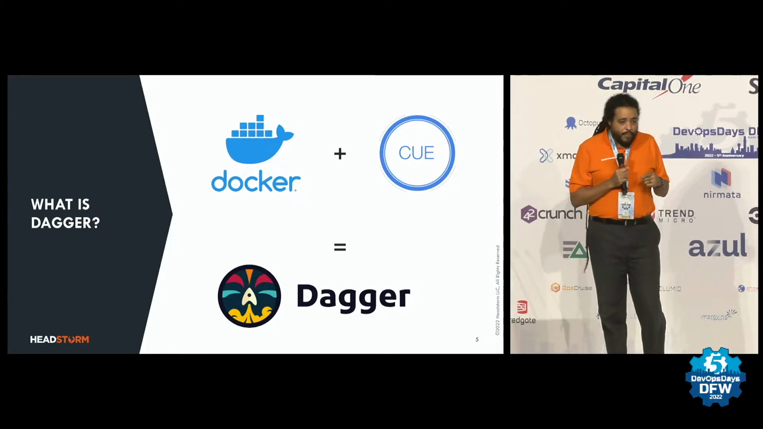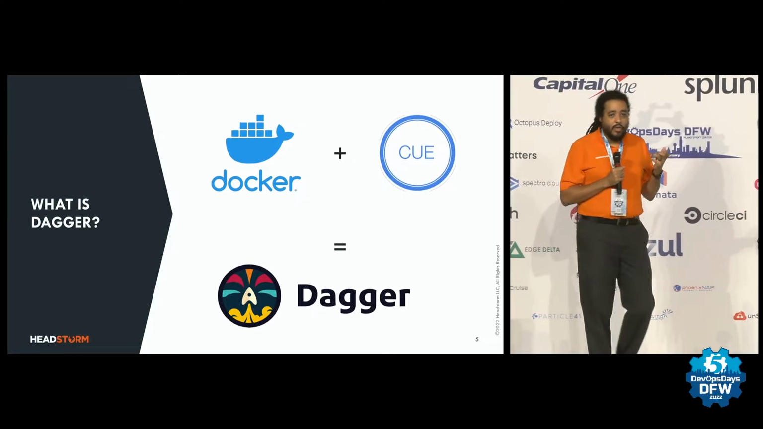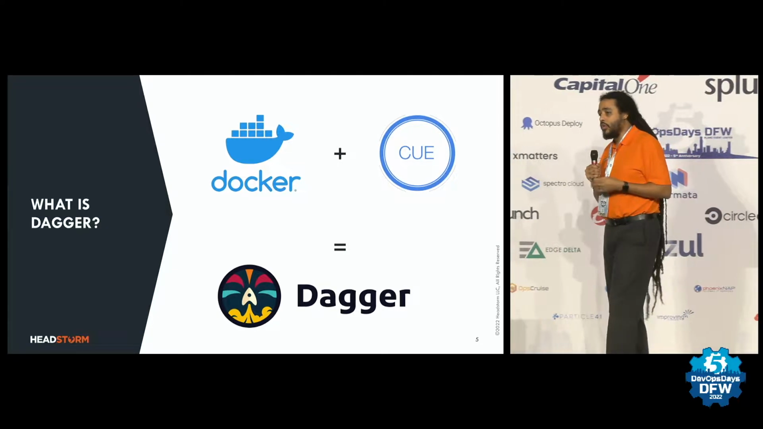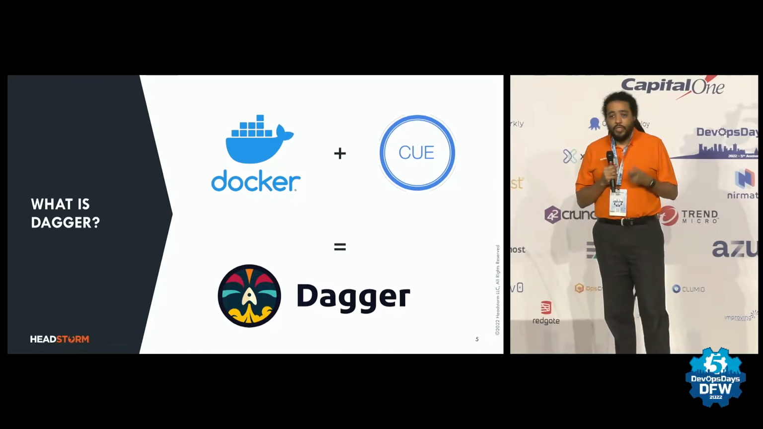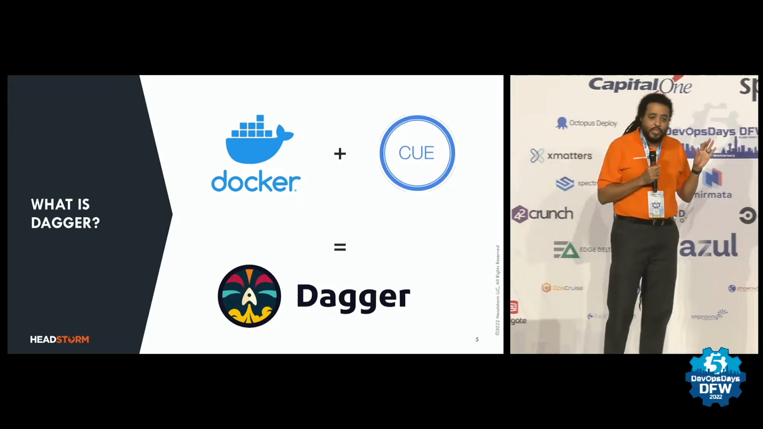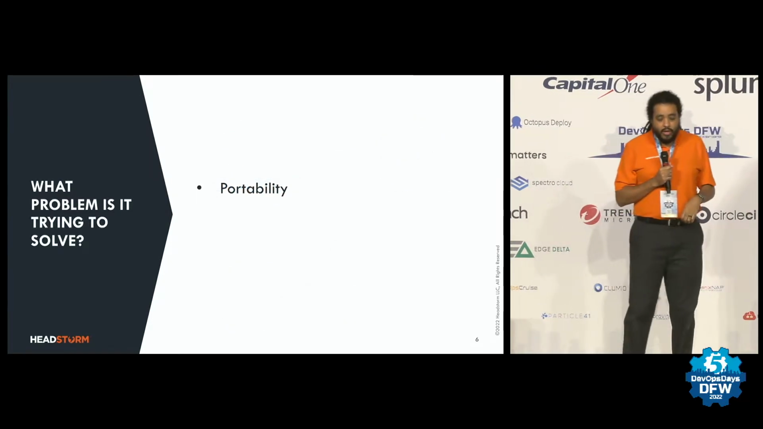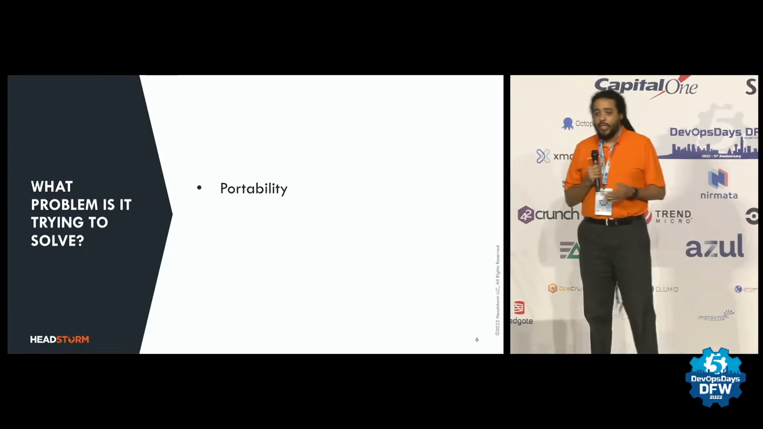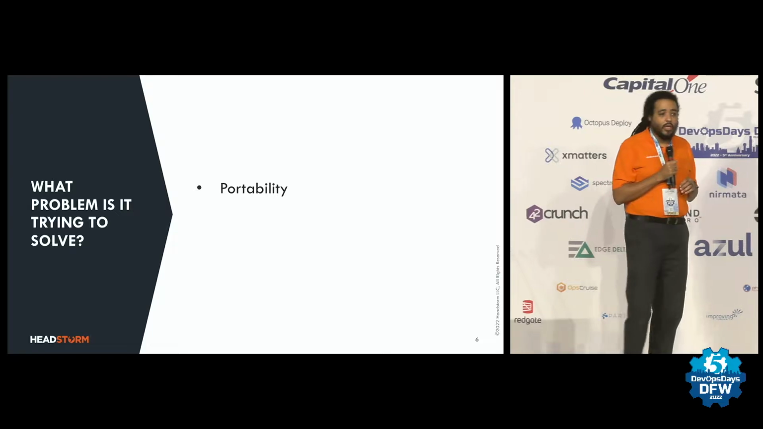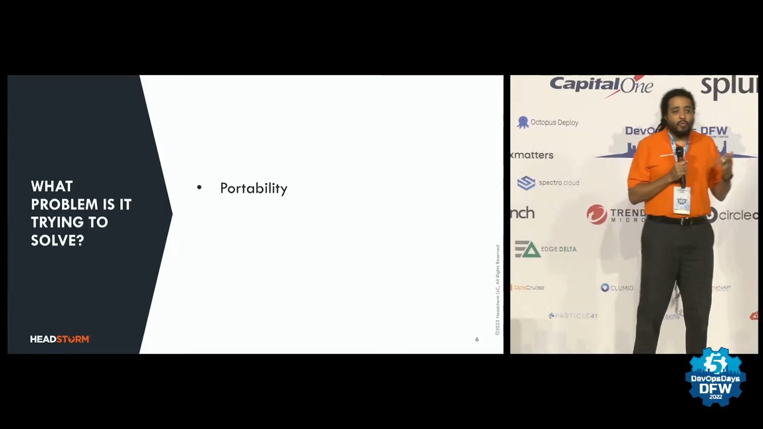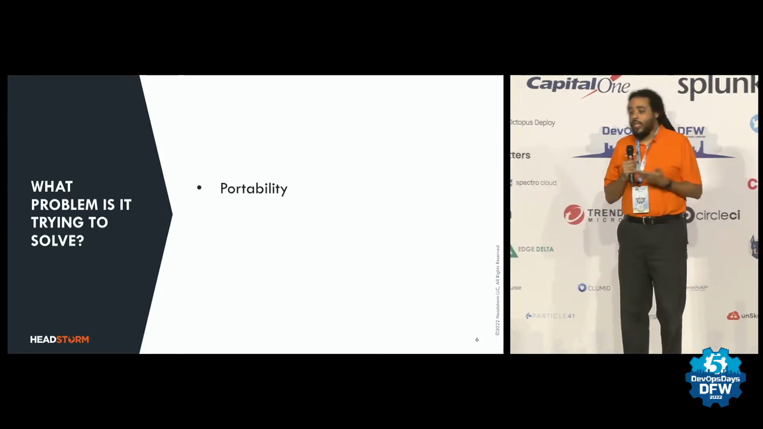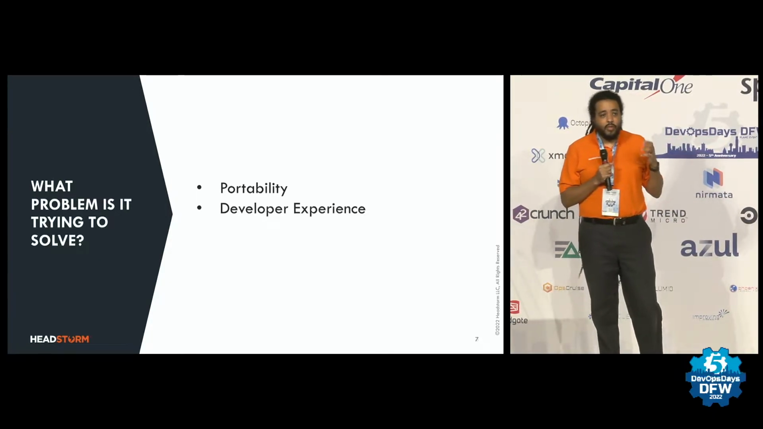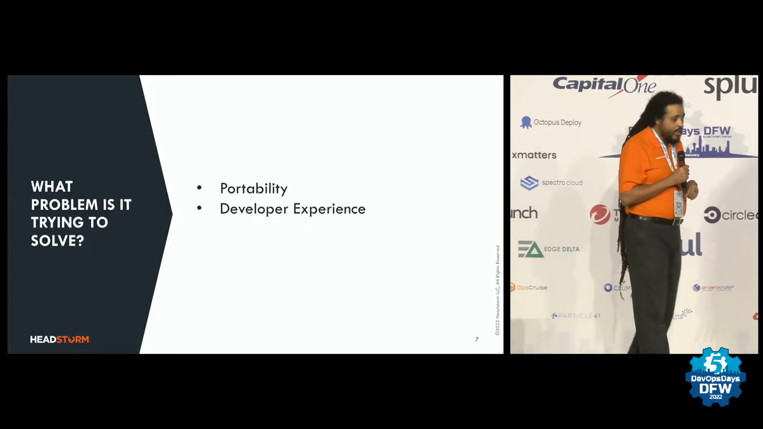The key components, the underpinnings of Dagger, are Docker, as well as a language out of Google called Q. It's a configuration language that I'll tell you more about shortly. So those two pieces combined amount to Dagger. Going back to the problem it's trying to solve, one is portability, which may not necessarily be a problem for a lot of people. For me, I have a lot of different clients with a lot of different build systems. It's a bit of a pain sometimes to interoperate and move back and forth between different ones.